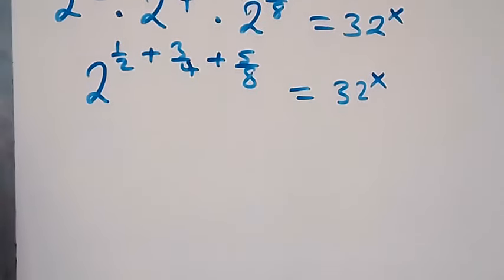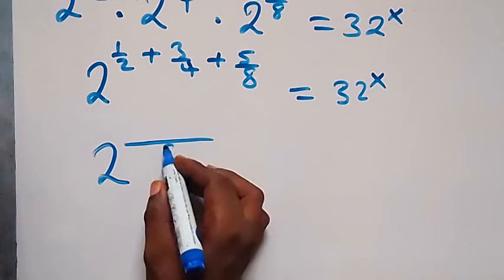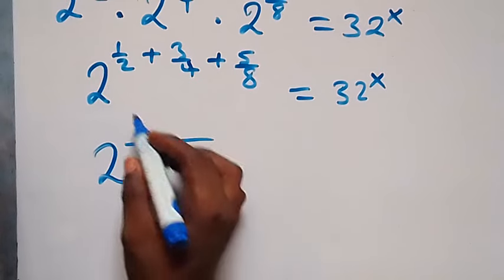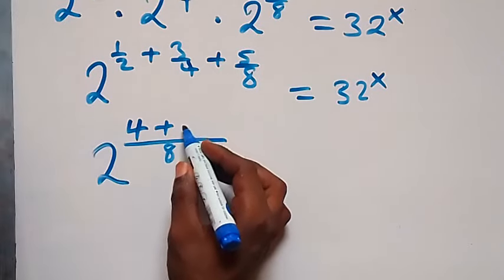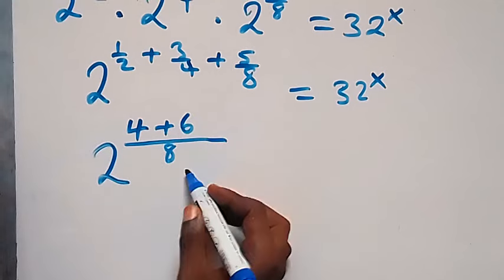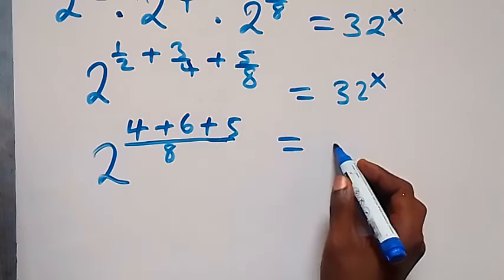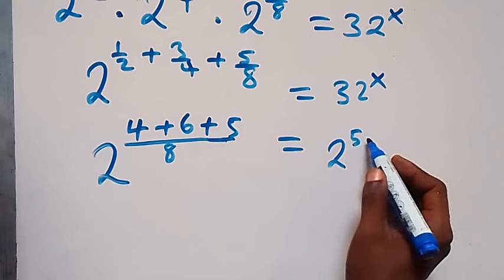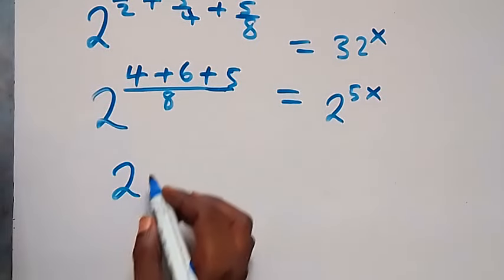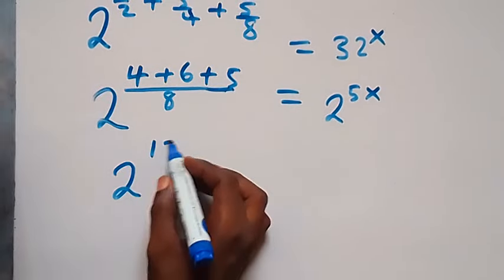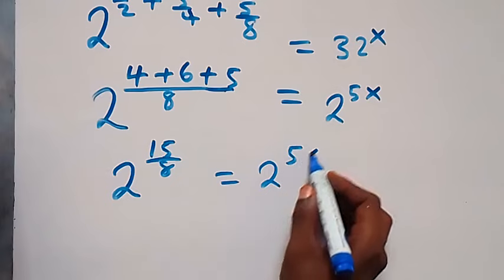On this side, we bring the powers together. The LCM will be 8. So 2 going into 8, that's 4, times 1, that's still 4. Plus 4 going into 8, 2, 2 times 3, that gives us 6. Then 8 going into 8, 1, 1 times 5, that's still 5. Then this equals, we can write it as 2 raised to power 5 times x. When we sum this up, we have 2 raised to power 15 over 8, which equals 2 raised to power 5x.